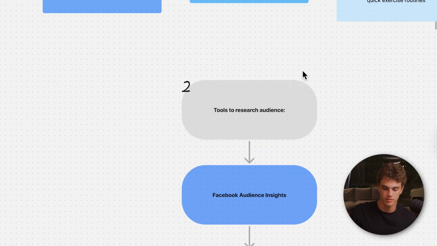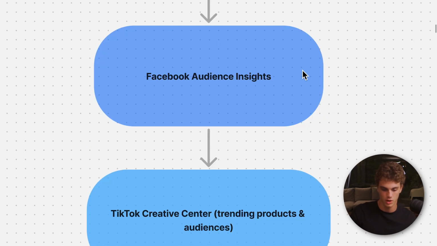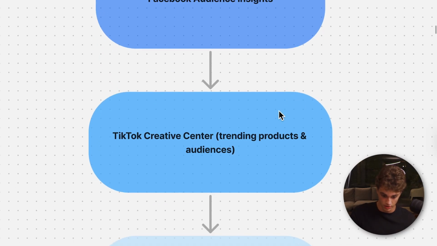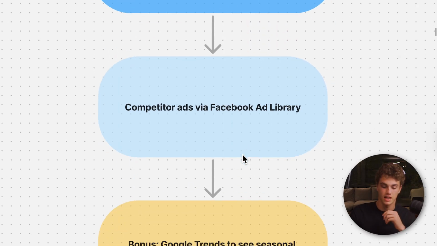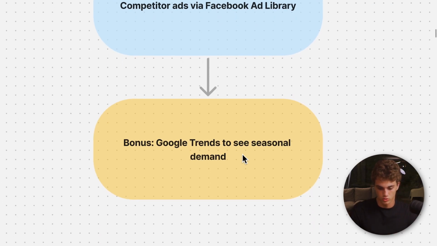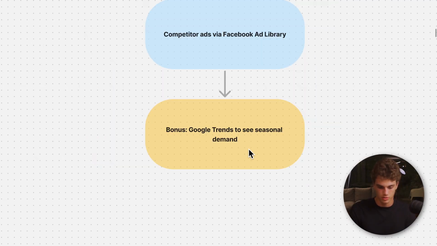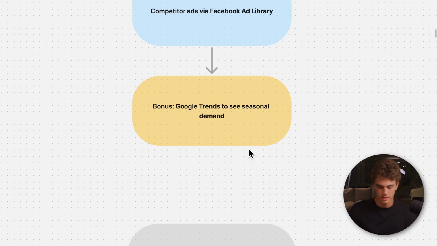Number 2, let's have a look at some tools to research the audience. Now, we can look in places like Facebook Audience Insights, which is really, really good. And then also TikTok Creative Center, and then competitor ads via Facebook Ad Library, which also does extremely well for having a look at and spying on different brands, competitors, and so on. And then you can also have a look at Google Trends, seasonal demand on things as well. And a quick extra bonus one from me would be Minea as well.